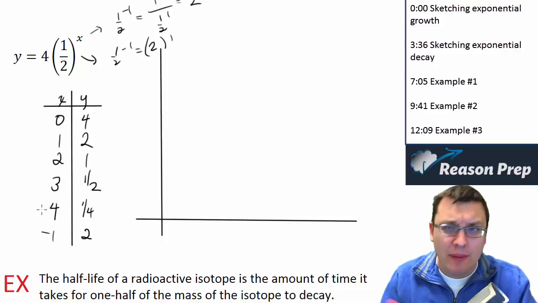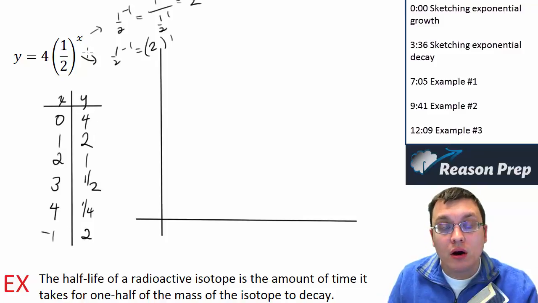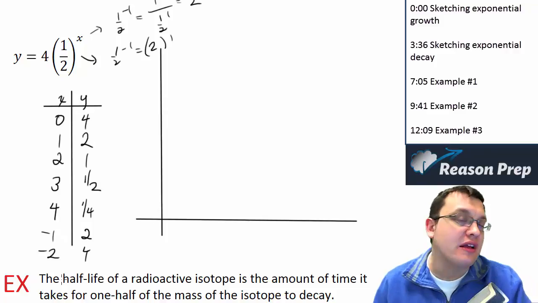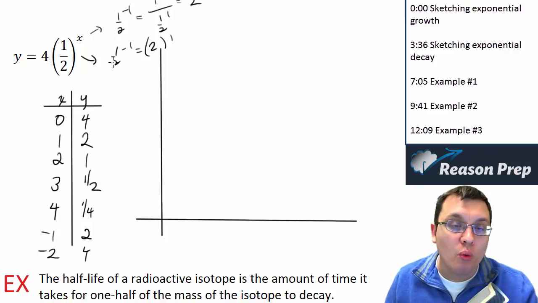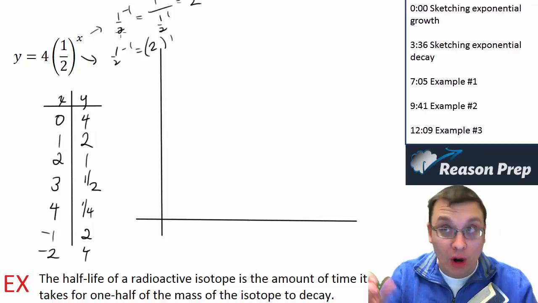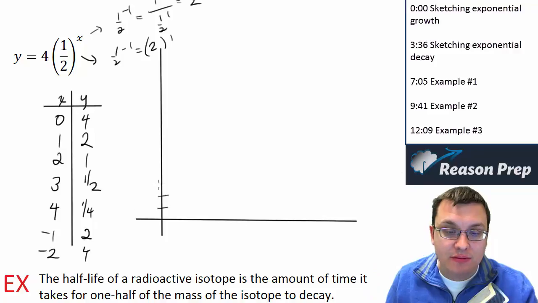To go into more detail about fractional and other exponents. Anyway, I think this is good enough. Maybe we'll do -2. If we do -2, we'll get 4, because 1/2 to the -2 is the same thing as 2 squared, or 1 over 1/2 squared, and that leads us to 4. So let's sketch this out.